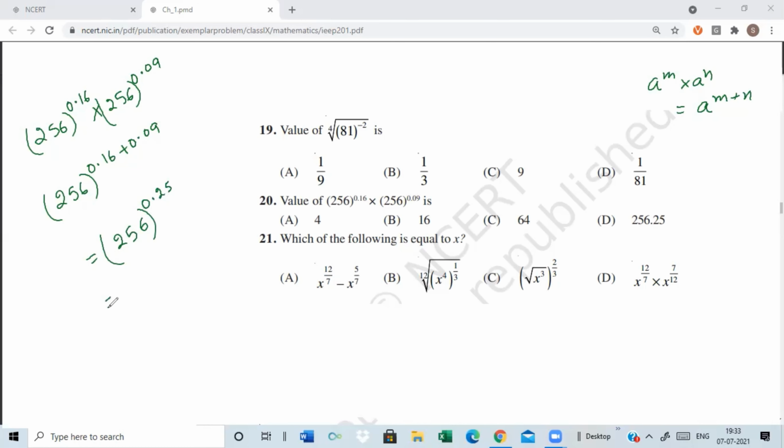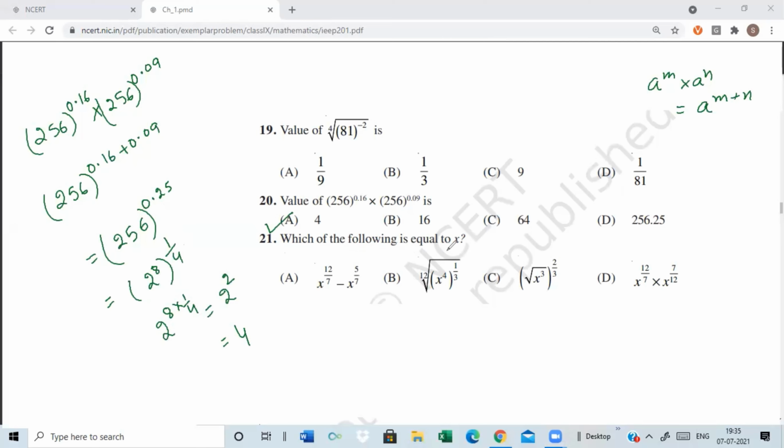Now 256 we can write as powers of 2, or we can write as powers of 4. So 256 as a power of 2 is 2 to the power 8, right? And 0.25 we can write as 1 by 4. Now 2 to the power 8 times 1 by 4 will be 2 to the power 2, which is 4, right? So A is the right option here, correct?